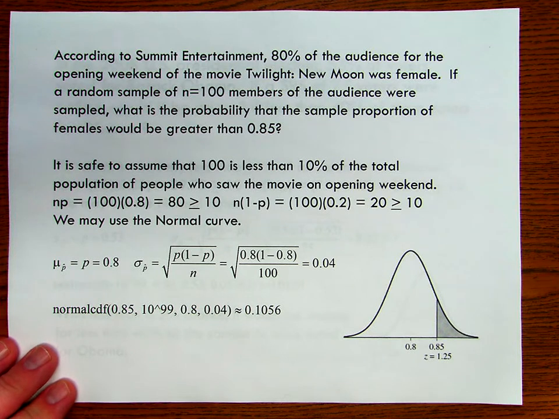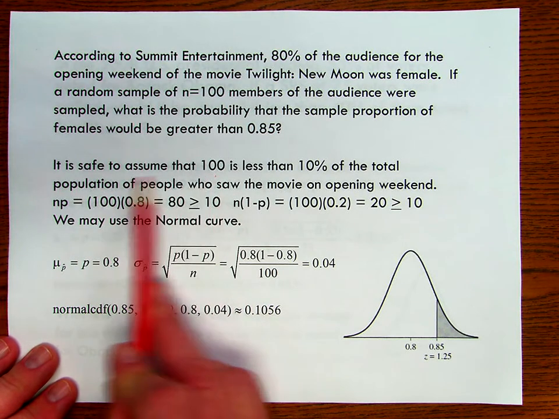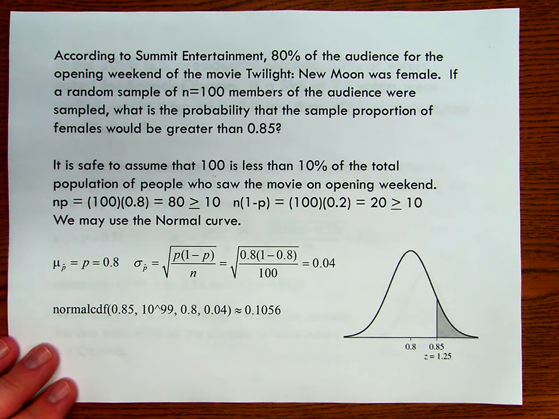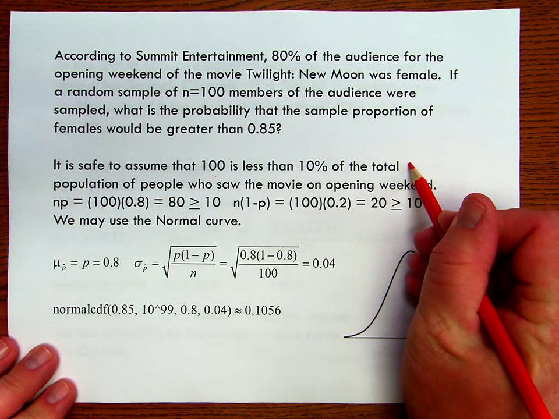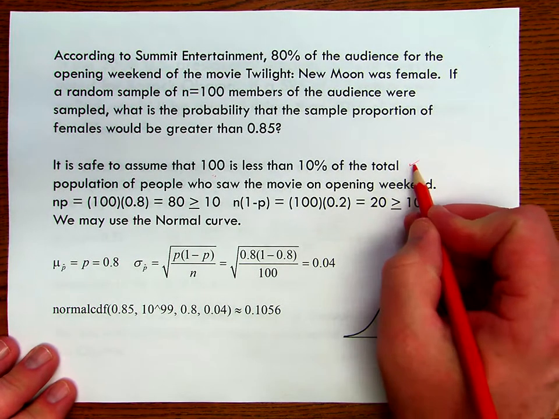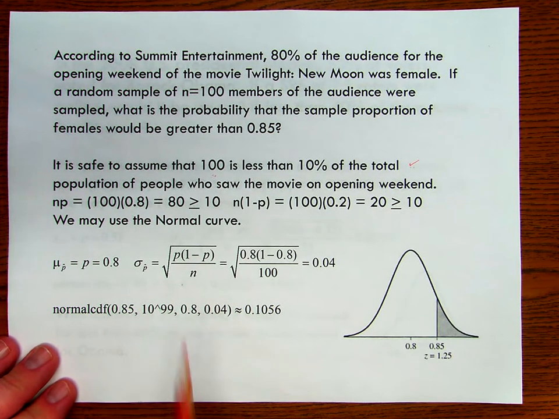All right, so in order to solve this problem, we have to go through some checks. One thing is we have to make sure that we're not sampling more than 10% of the total population. It's safe to assume that 100 is less than 10% of the total population who saw the movie in the opening weekend. What this allows us to do is use this formula, and then the second check is what allows us to use the normal curve.